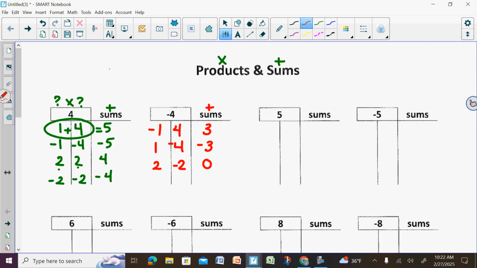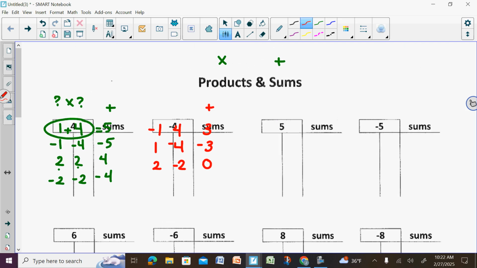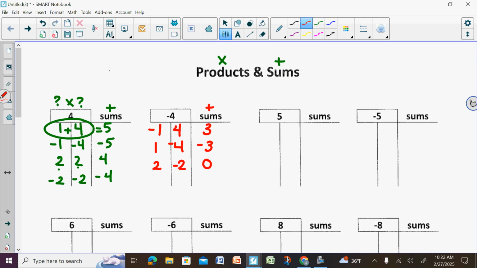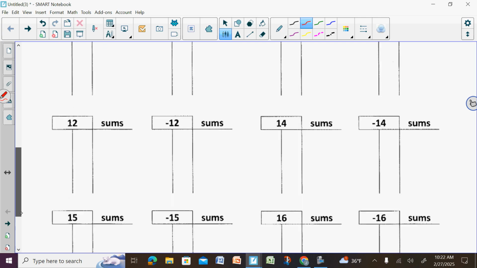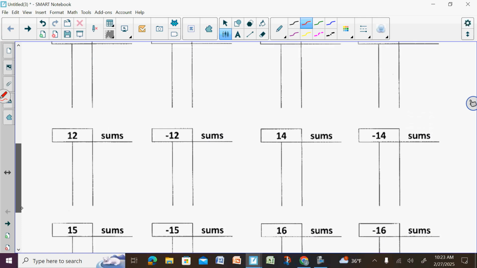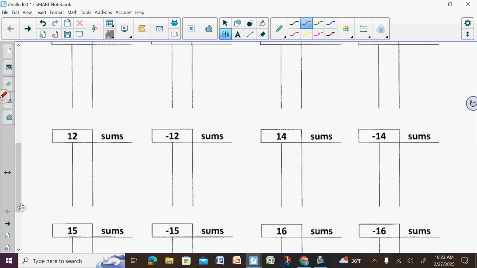So let's scooch down a little bit. Whoops, didn't mean to do that. Let's scooch a better way. How about I use this little bar? And let's do 12s, because 12 does have a lot of numbers. So I want to show you how you know when you're done.